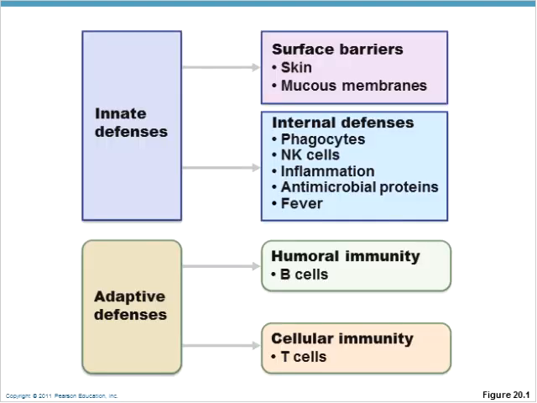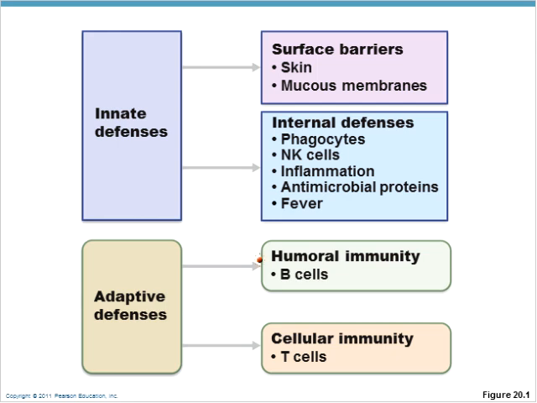This slide talks about the innate and adaptive defenses. Innate defenses, you'll see, include the surface barriers, that would be the skin and the mucous membranes. Also the internal defenses: the phagocytes, those white cells that eat other cells or bacteria or viruses; NK cells, which are natural killer cells; inflammation, which is a general defense process; antimicrobial proteins, which react the same way to any bacteria or virus; and then, of course, fever, which is very nonspecific.